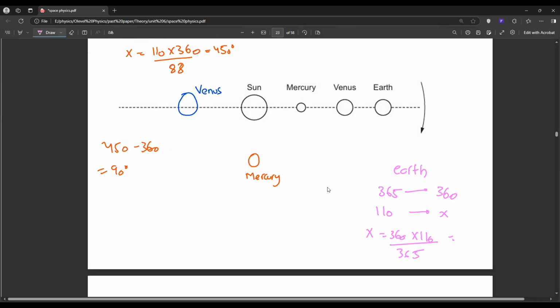What is the value of X? Let's calculate that. 360 into 110 divided by 365. Your answer comes out to be 108 degrees. So Earth will be somewhere between 90 and 180, and it will be bigger than Venus and Mercury both. This is how your diagram will look. Let's further move ahead.